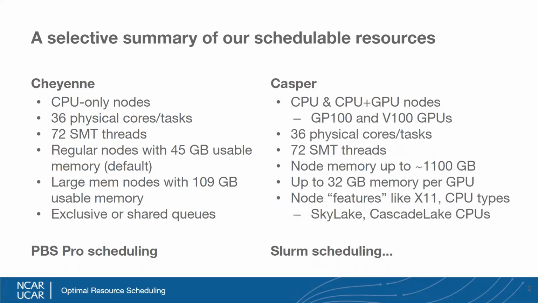Now on Casper, things are a bit more complicated, and this is where the resource requests become more interesting, I suppose. On Casper, we have CPU-only nodes, and we have nodes that have CPUs and GPUs. Those GPUs come in the flavors right now of either GP100 GPUs, which are slower, less capable GPUs, but they're perfectly fine for a lot of things like rendering tasks and also running remote desktops.